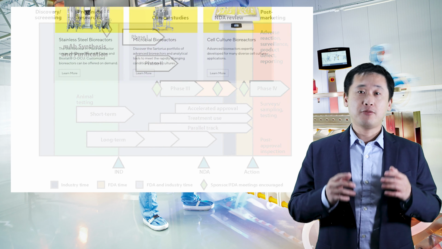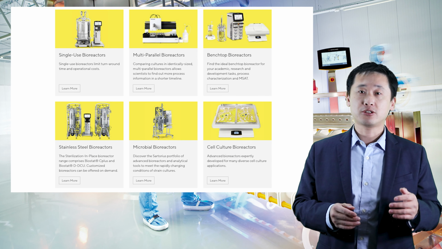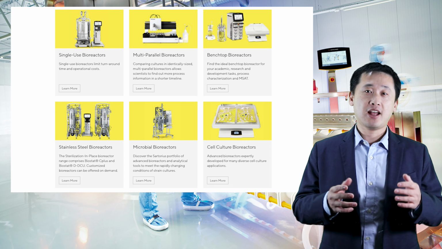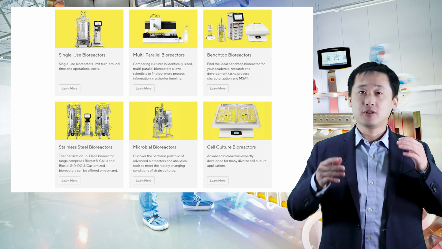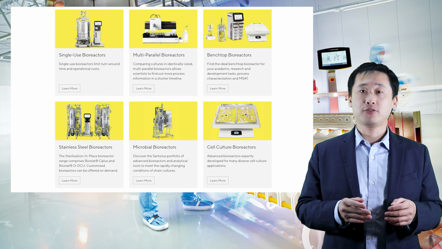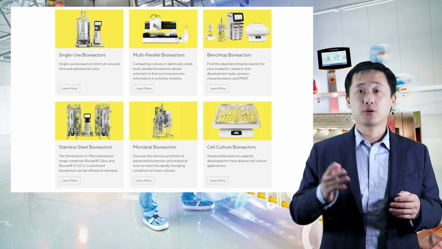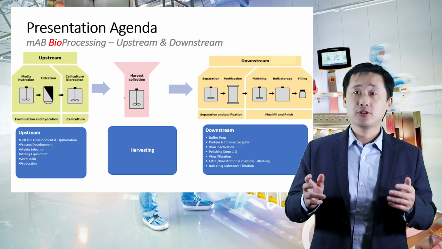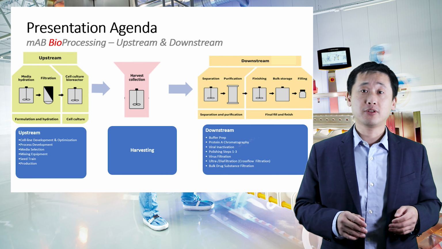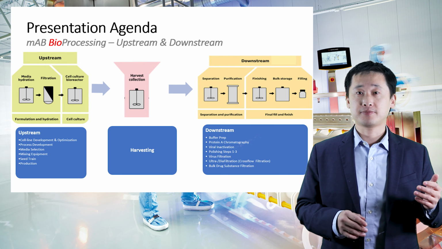Now for today's presentation, we'll be looking at Sagittarius portfolio and how the products can streamline the bioprocess workflow and provide platform solutions to meet the 200 liter scale-up goal. Now for today's presentation, we'll be covering the following topics and agenda.